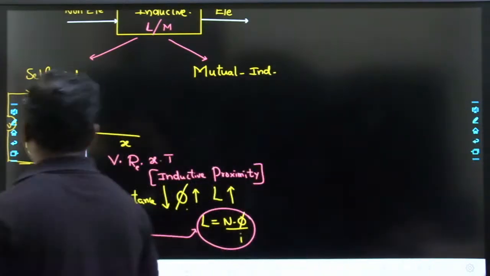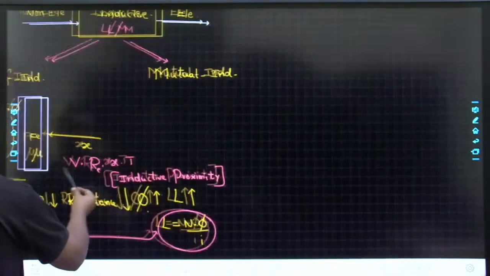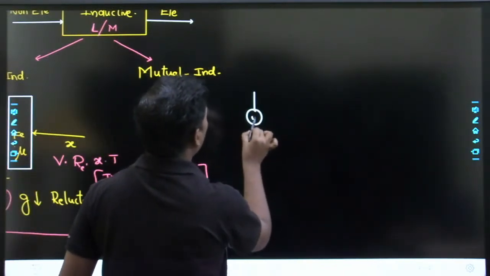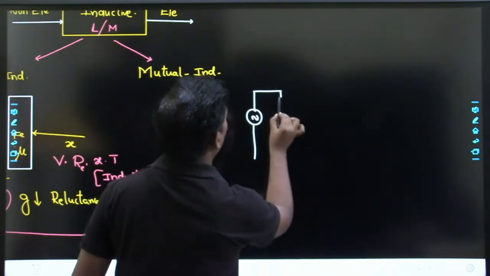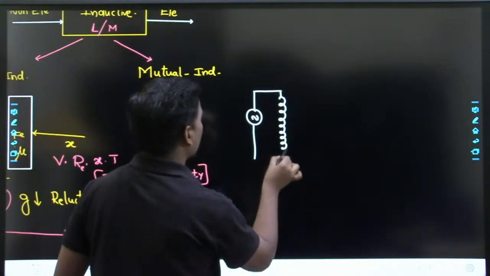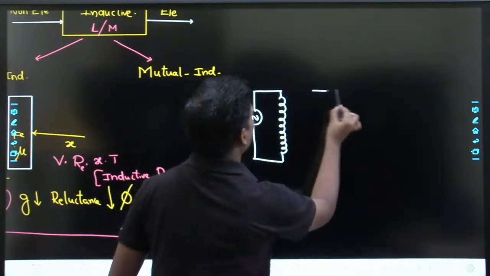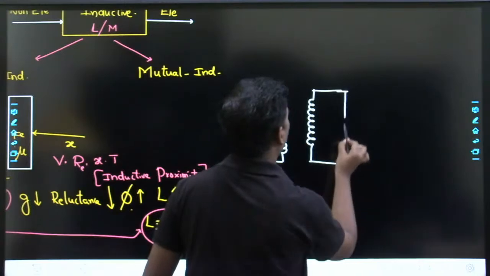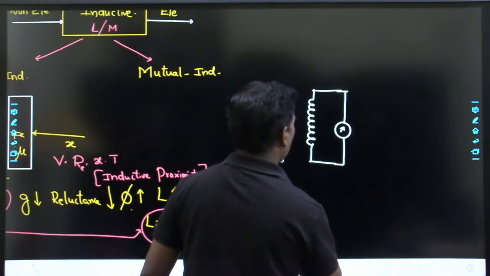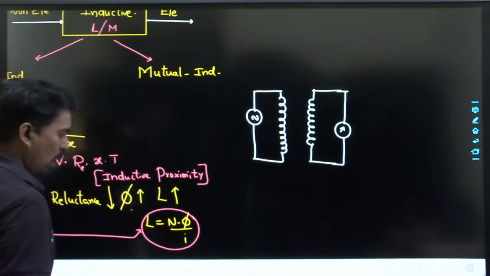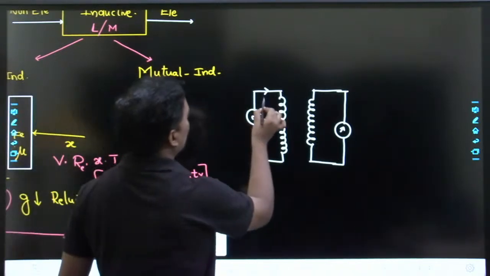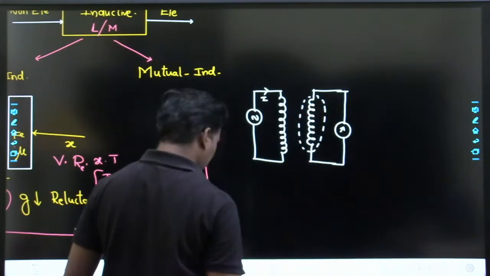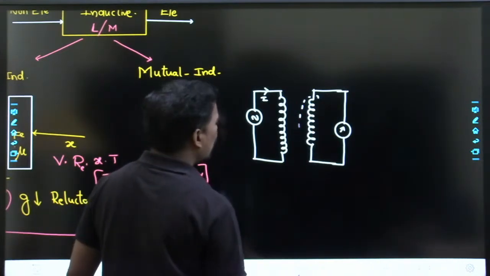Okay? Next comes mutual inductance. Are you following? Mutual inductance is a property not of one coil, but of two coils. So there will be two coils like this. In two coils, there is the mutual inductance phenomenon. When a current passes here, that current can create a flux in here also because of the mutual inductance component.